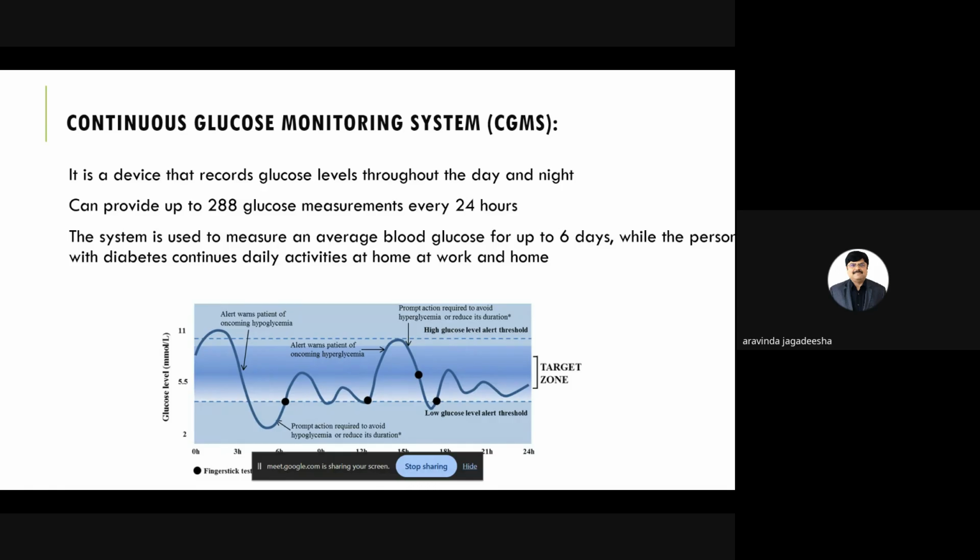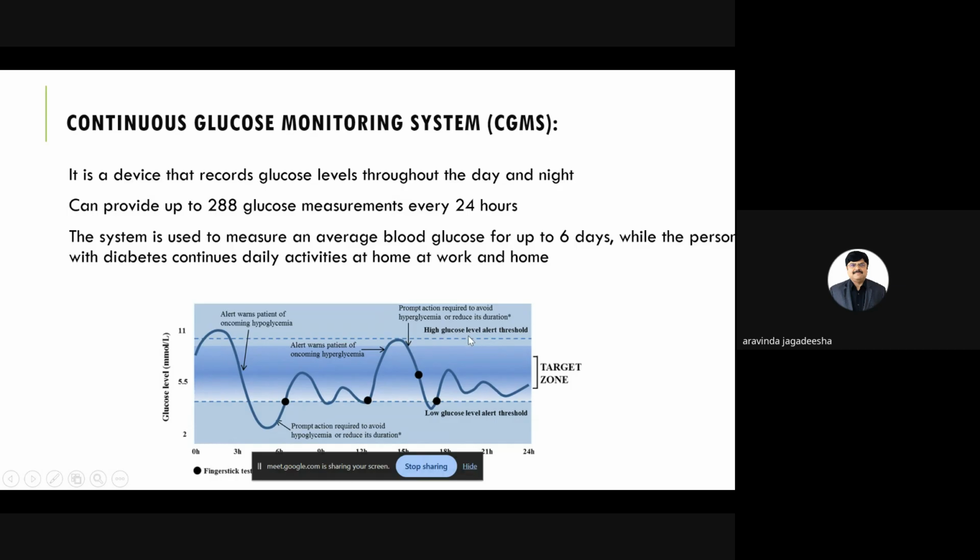So on the left-hand side, you can see when the patient's sugars are going down, there is an alert that warns patients of ongoing hypoglycemia. Next, you can see at the bottom when it goes below the dotted line, which I'm showing with the arrow mark, prompt action is required to avoid hypoglycemia or reduce its duration. Then you can see there is a good level of time in range here. Then once again, there is an alert that warns patients of ongoing hyperglycemia. That tells the patient is crossing 180 or 200, whichever you want to fix. So prompt action is required to avoid hyperglycemia or reduce its duration.